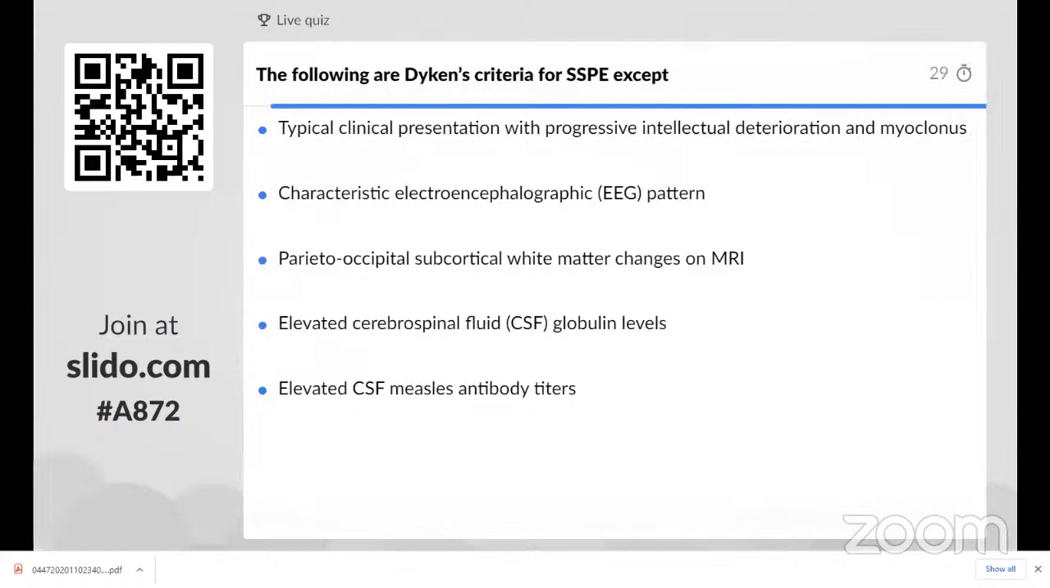This is the last question on SSPE. The following are Dyken's criteria of SSPE, except: typical clinical presentation with progressive intellectual deterioration and myoclonus, characteristic EEG findings, MRI abnormalities, elevated CSF globulin, and elevated CSF measles antibody titer. Please vote. Which is not a part of Dyken's criteria? Those who attend lectures would know about this probably.